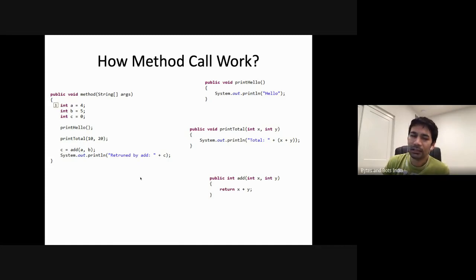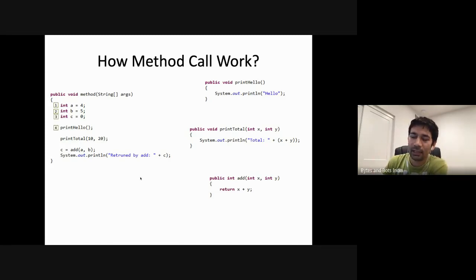So let's run through it as a Java program would do. Step number one, it will create a variable. Somewhere in the memory, it will reserve a space. How many bytes? Integer is 4 bytes. So it'll reserve 4 bytes. It will call it A and put number 4 in that region. Second, it'll create a variable B of type integer, value 5. C is 0.